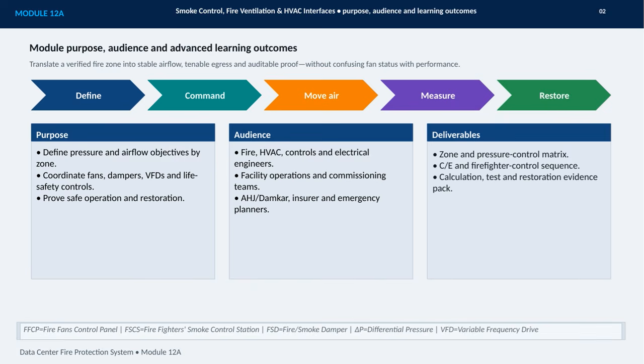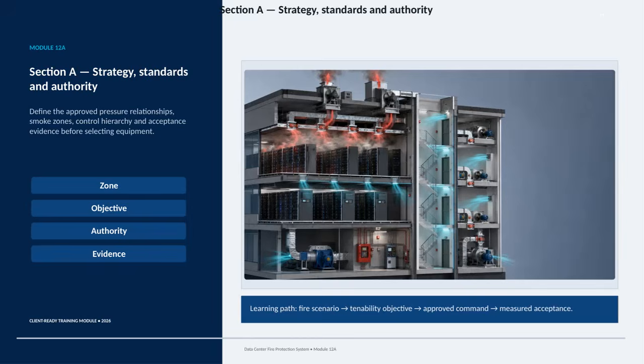By the end, the key deliverables are a zone and pressure control matrix, a cause and effect and firefighter control sequence, and a complete evidence pack covering calculations, testing, and restoration. Key interfaces include the FFCP, FSCS, fire and smoke dampers, differential pressure, and variable frequency drives. This module focuses on Section A, strategy, standards, and authority within a data center fire protection system.